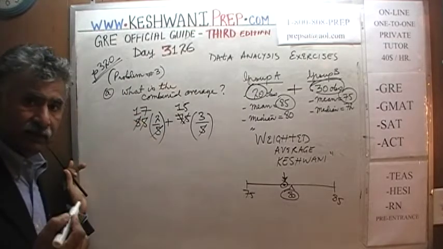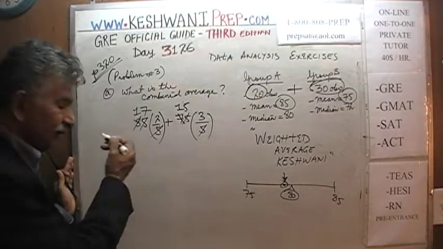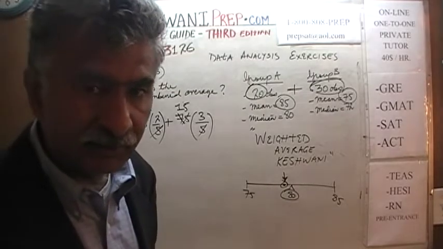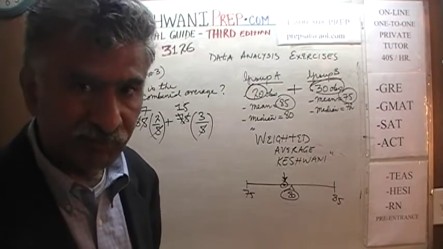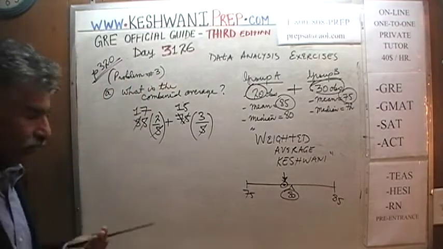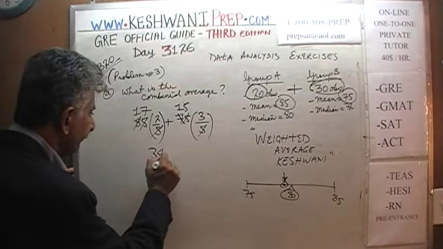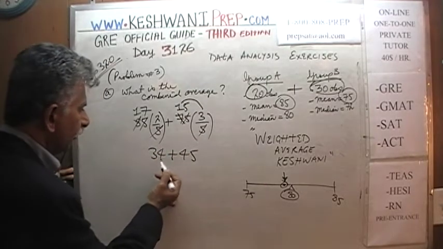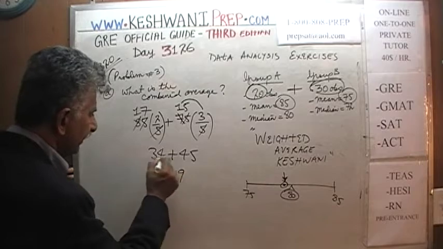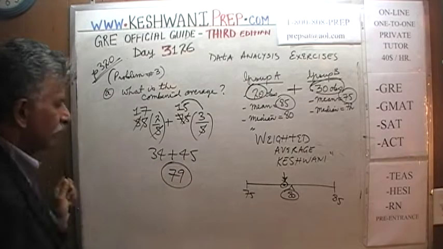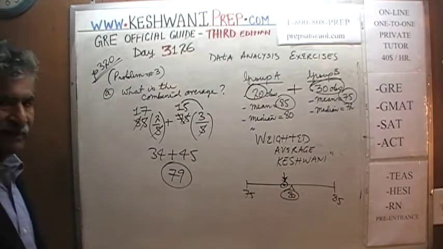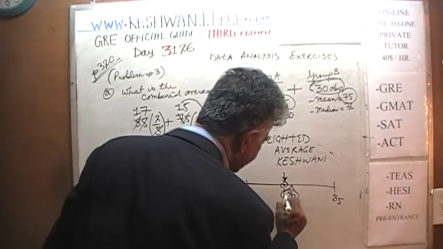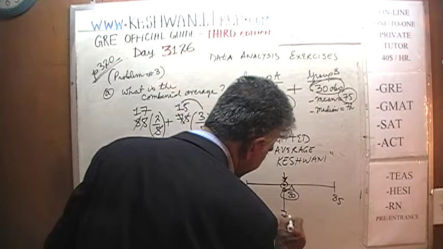17 times 2: 15 times 2 is 30. If 15 2s are 30, if you have 2 more 2s, so 17 2s, it's going to be 34. And here, 15 times 3 is 45. There we go. 4 plus 5 is 9, and 3 plus 4 is 7. It turns out that the overall average is 79. It is to the left of it, and it is 79. The overall average turns out to be 79.